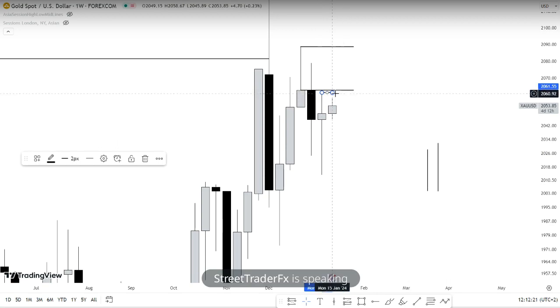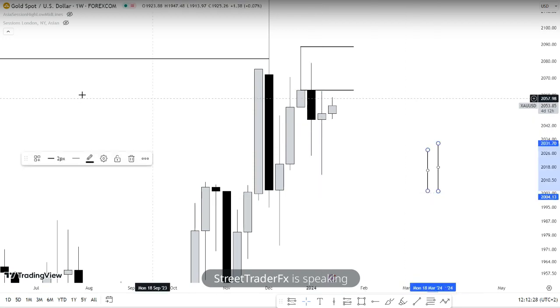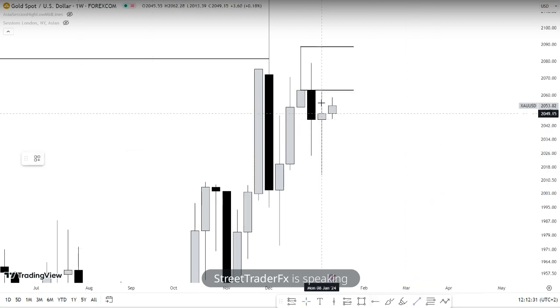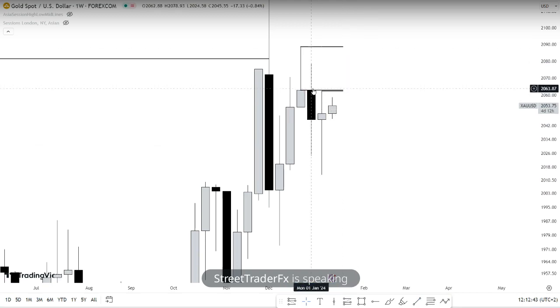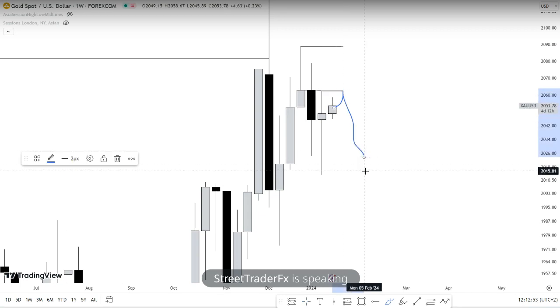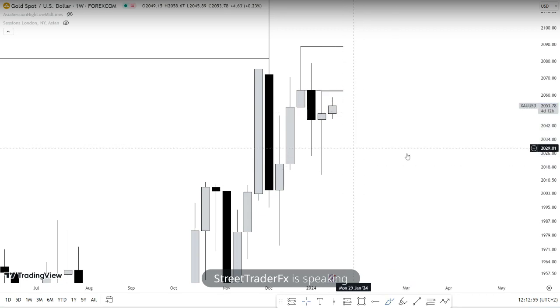I'm going to show you. No, this is the weekly. My apologies. Let's see. Monday. Okay, I'm wrong. My apologies. But nonetheless, we'll be taking out the previous week's high and then trading into this area of resistance right here. So if we take out the previous week's high and trade into this area, I'd be looking for possible downside momentum.